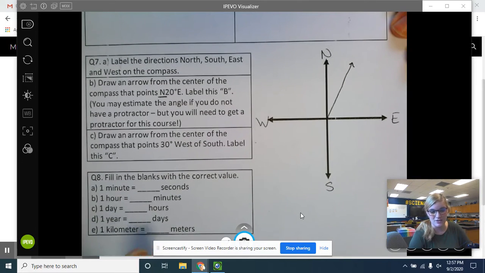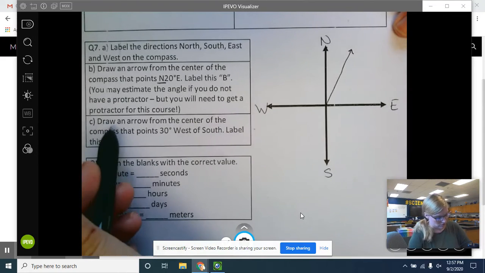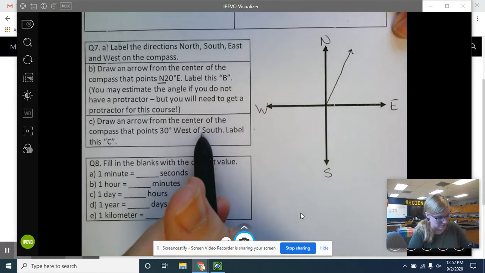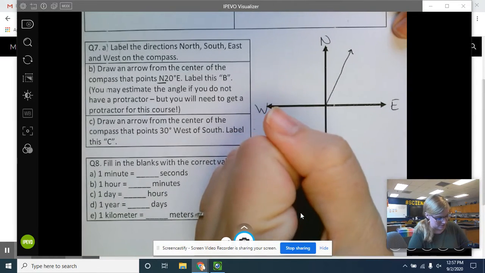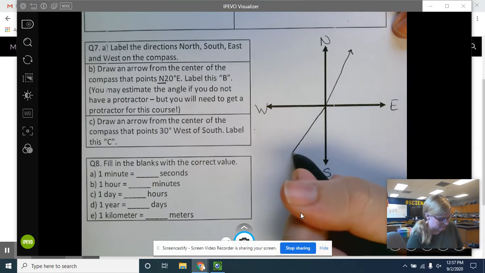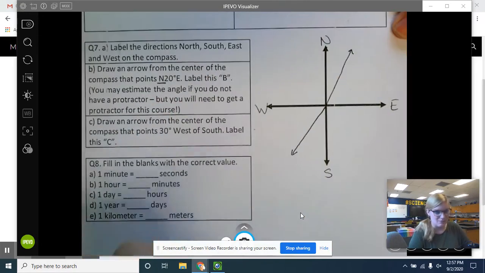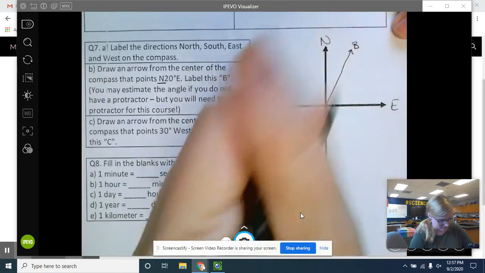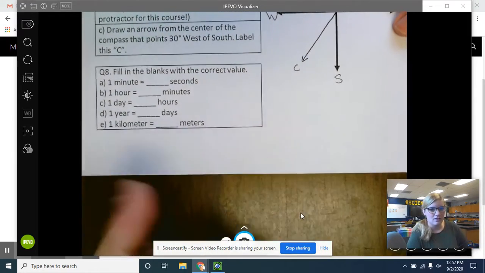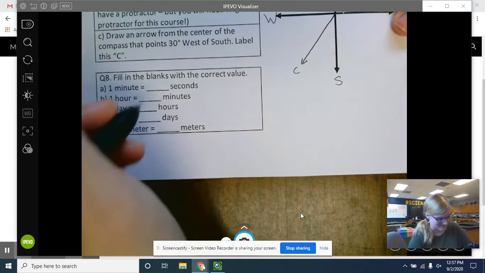You can get them at the dollar store, I think, in a 2-pack if you want. And then it says draw an arrow from the center of the compass that points 30 degrees west of south. So you're going to start out south and then go 30 degrees west, which is just a slightly more steep angle in the opposite direction. Then down here, I think we all got this right, which is really nice.